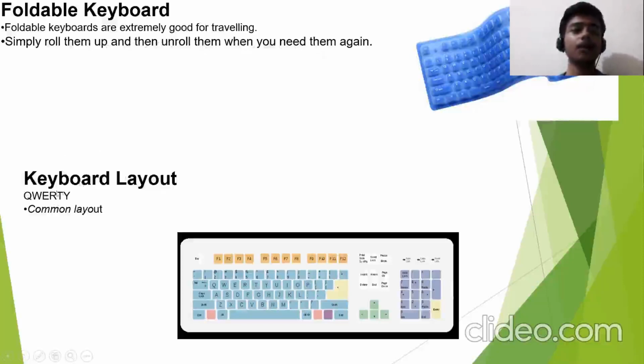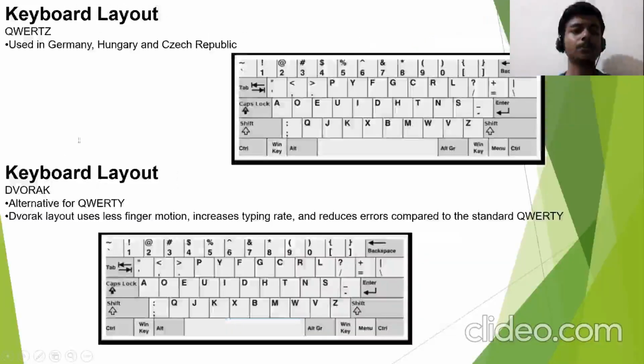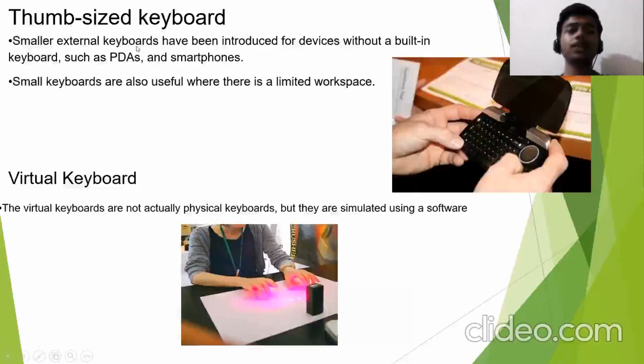So keyboard layout, QWERTY, common layout. Keyboard layout codes used in Germany, Hungary, and Syrian Republic. Keyboard layout, Dvorak. Alternative for QWERTY, Dvorak layouts use less finger motion, increase typing rate, and reduce errors compared to the standard QWERTY. So we are going to see another type of keyboard, thumb-sized keyboard.